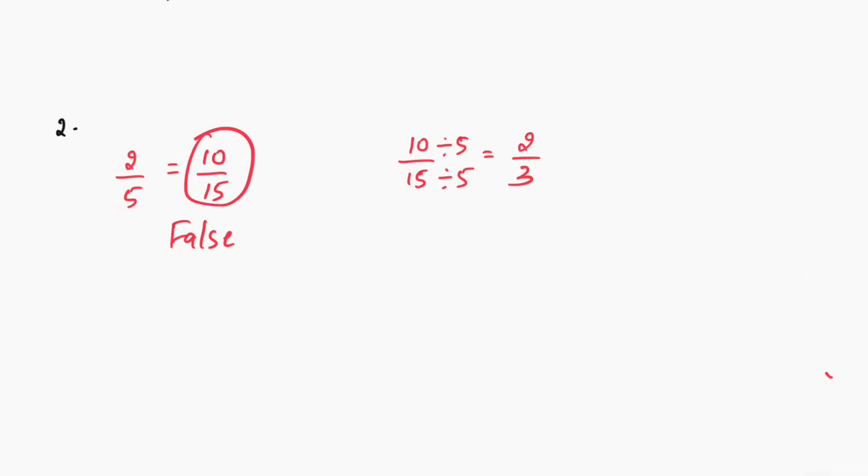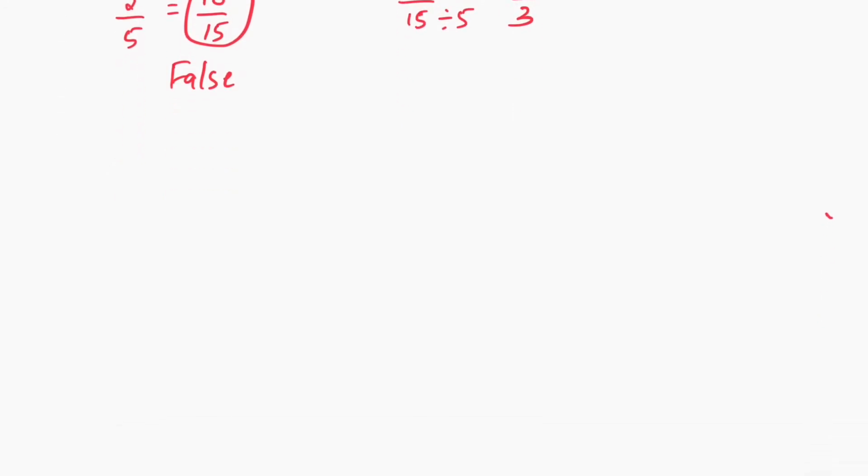So, it's given to us as 2 by 5 is equal to 10 by 15. Let us simplify 10 by 15 and check whether we get 2 by 5. Divide by 5, divide by 5, and I will get 2 by 3. So, it's false. 10 by 15 will not be equal to 2 by 5. It's equal to 2 by 3. Okay. Coming to the second question.